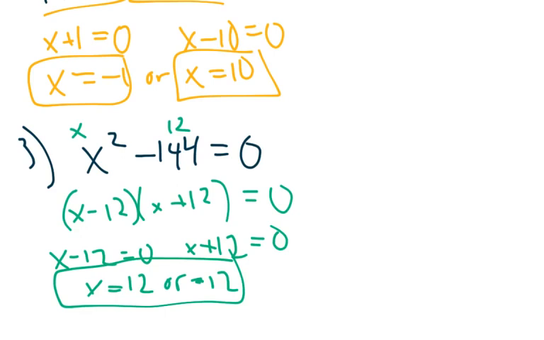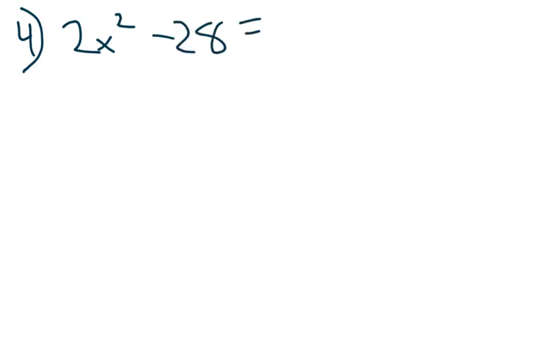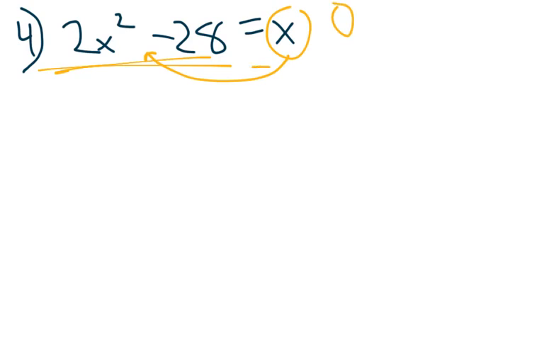Now I'm going to do two more, and these are going to sort of be medium to hard examples. So our next one, I think this is number 4, is 2x squared minus 28 equals x. Okay, so here we want to get it in standard form. I want this x to be over here. I want everything to be over on the left side, so that way all that's left on the right side is 0. So I'll subtract x from both sides. I'll end up getting 2x squared minus x minus 28.